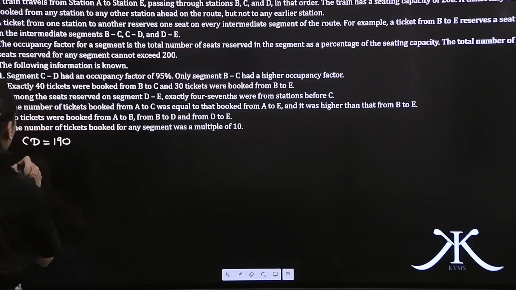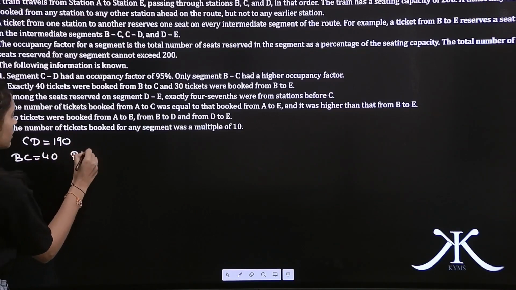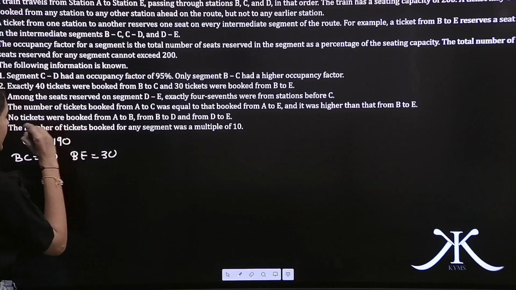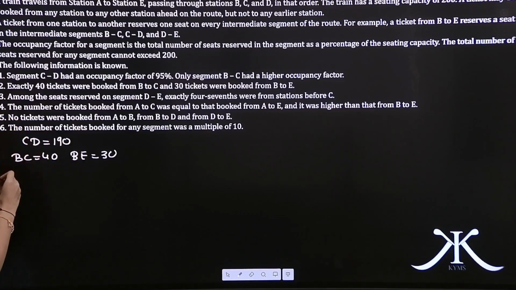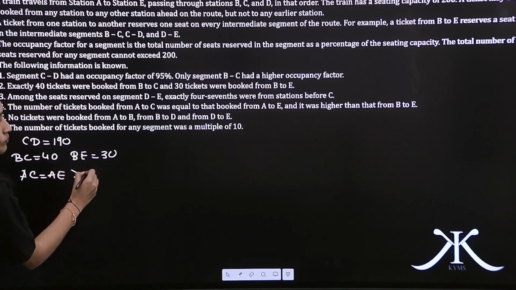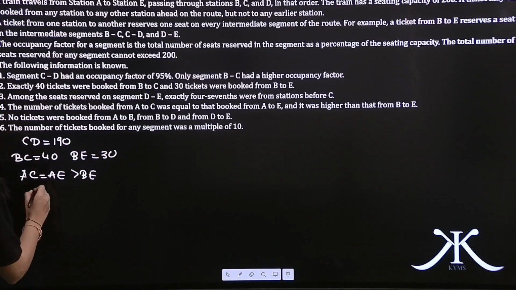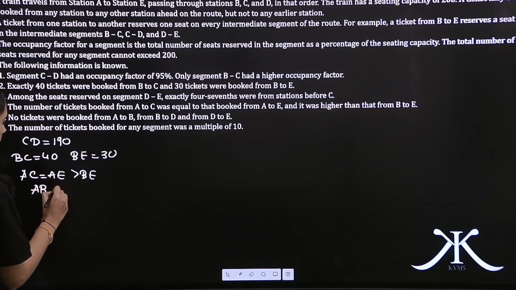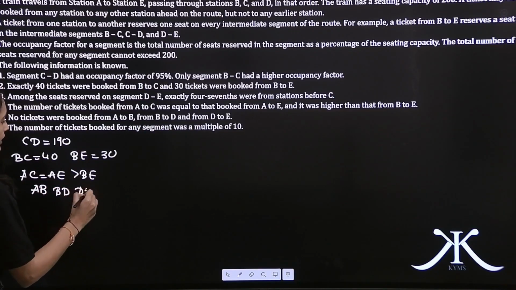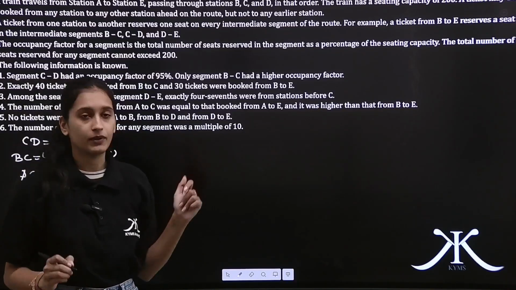Now from B to C, 40 tickets. From BE, it's 30. And the number of tickets booked from A to C was equal to AE and they were greater than BE. Okay, that means they were greater than 60. No tickets were booked from AB, BD and DE. The number of tickets booked for any segment was a multiple of 10.